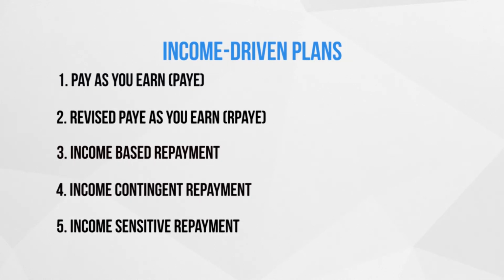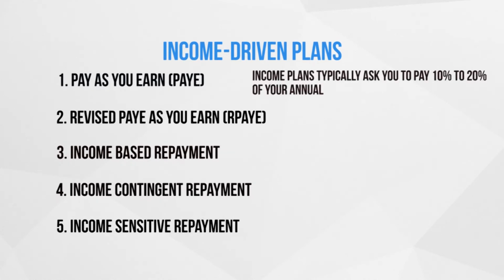Each of these plans is different, and we will cover some of the differences in this series, but depending on the option you choose, income plans basically ask you to pay 10 to 20% of your, hear this, discretionary income each year. Now that percentage scares a lot of people off. They hear 10%, 15%, 20% of their income and they're afraid.